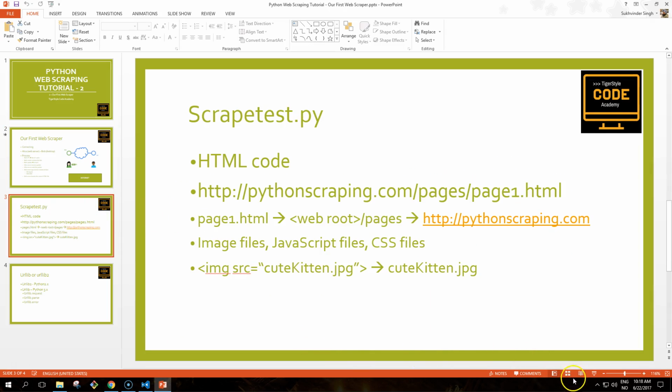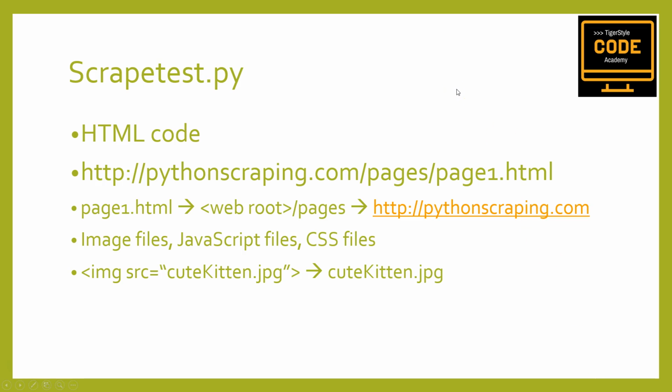Let's go into our presentation. It gets the HTML code from this URL. More accurately, this outputs the HTML file page1.html, found in the web root /pages directory on the server located at the domain name http://pythonscraping.com. So why is it important to start thinking of these addresses as files rather than pages?